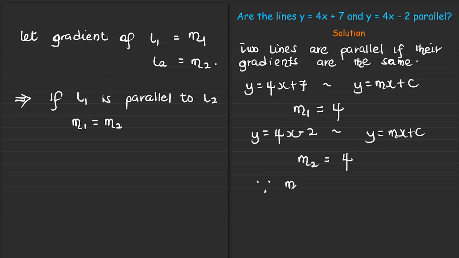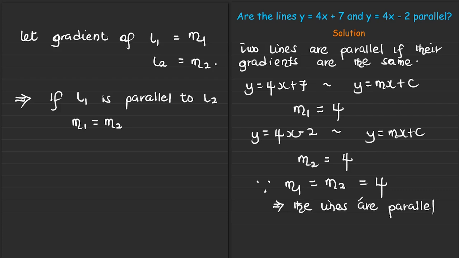Because m1 is equal to m2, which is equal to 4, we can conclude that the two lines are parallel. So it implies that the lines are parallel. Anytime you have two equations, you just go straight to the gradient.